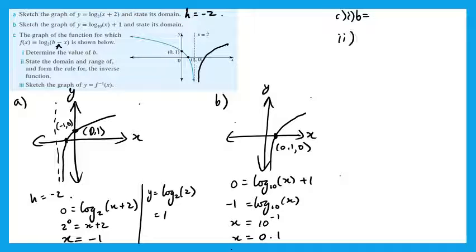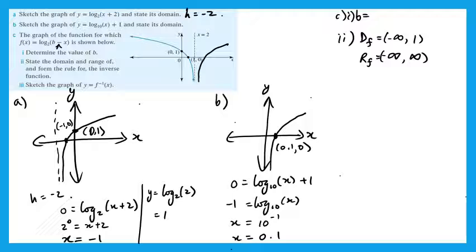Okay, state the domain and range and form the rule for the inverse function. So domain of f, you can see what it is. It goes from -infinity all the way up to 1. The range of f is all real values.